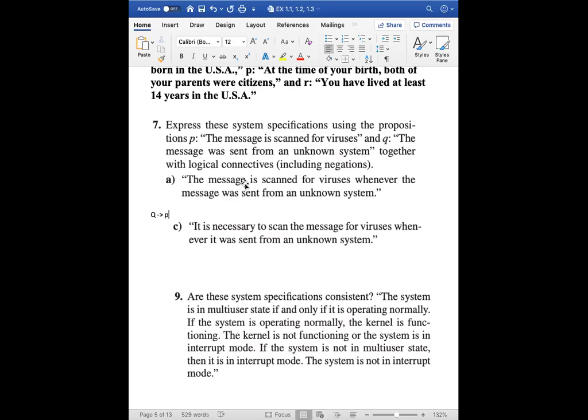So here, the message is scanned for viruses whenever the message was sent from an unknown system will be represented using this proposition statement. Later on, when we will be studying the laws on these operators, we will find some ways to open this up or represent it in terms of the other logical operators.